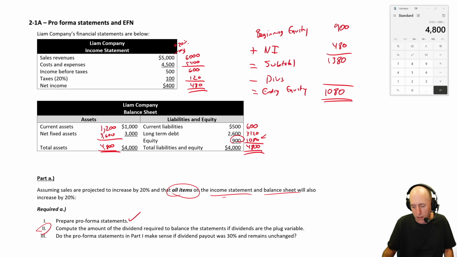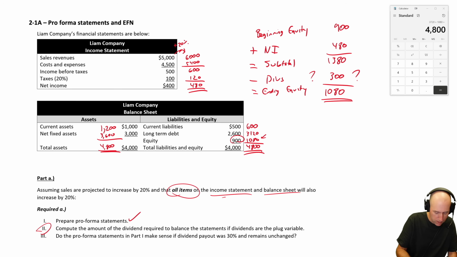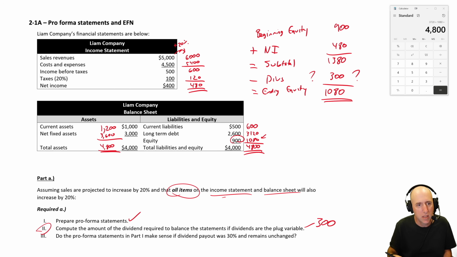So we must have paid a dividend because we know our ending equity is $1,080. That's known here. Our dividends are the plug variable. Well, what's the plug that makes this work? We must have paid, under this scenario, a $300 dividend. Okay, so to answer the question, it says compute the amount of the dividend required to balance the statements if dividends are the plug variable. Well, $300, that would be the dividend.